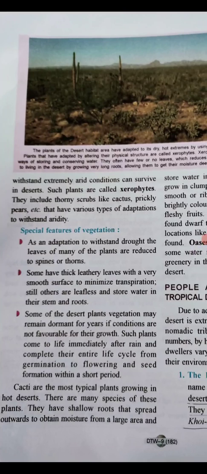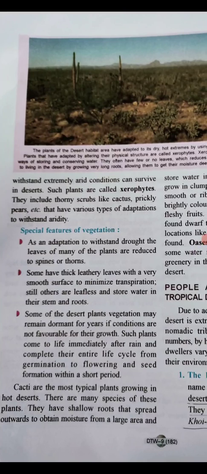And some of the desert vegetation may remain dormant for years if conditions are not favorable for their growth. Such plants come to life immediately after rain, and complete their entire life cycle from germination to flowering and seed formation within a short period. Okay, it means some plants do not grow without any rainfall. So when there is rainfall, only in that period they complete their whole life cycle and grow into a plant.